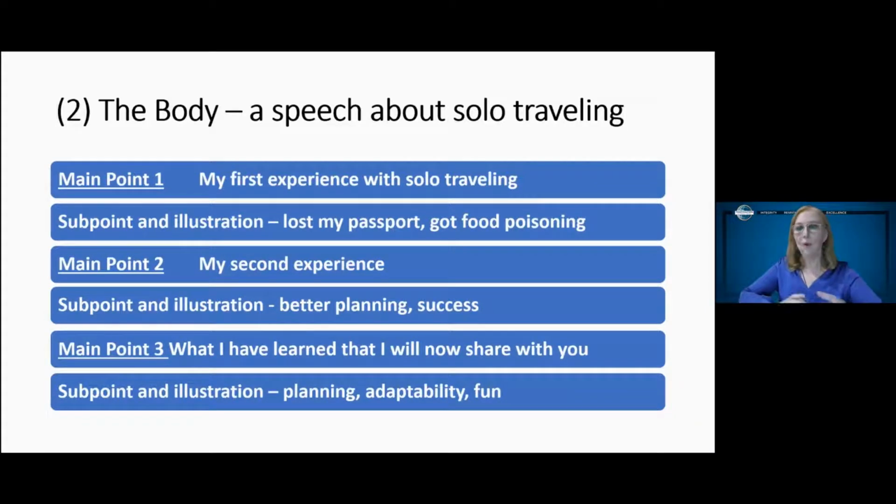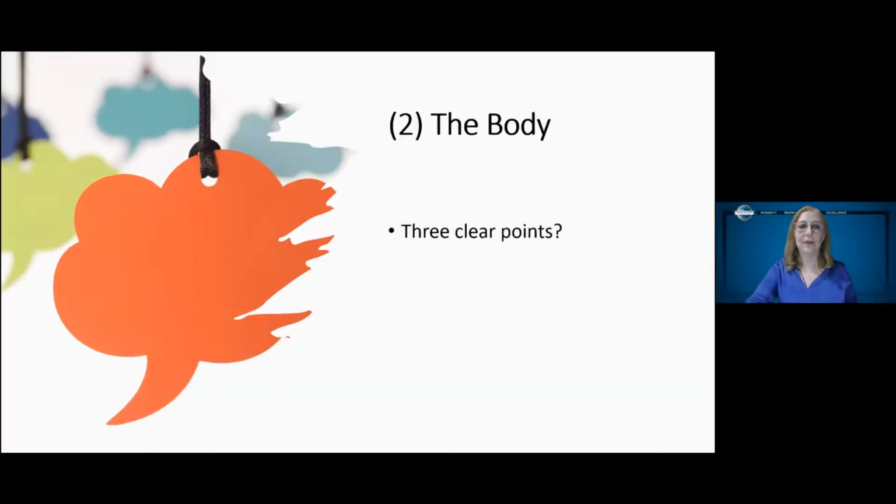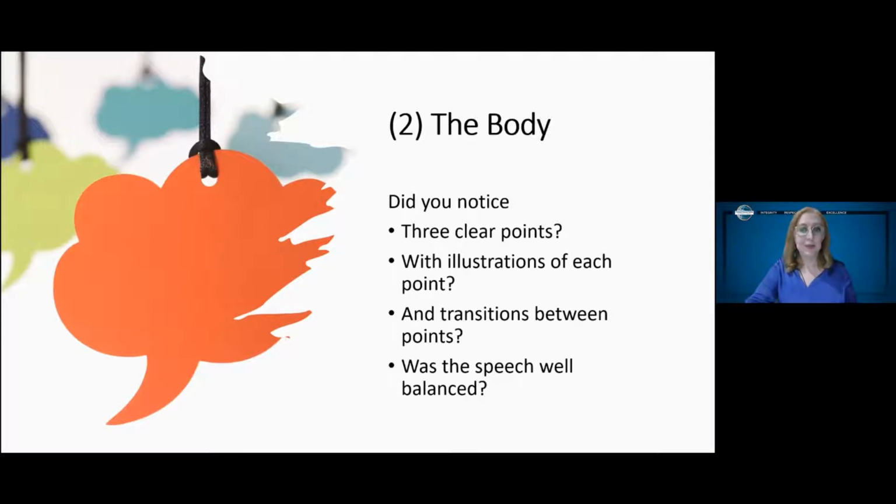And the third point could be, what did they learn through their experiences that they're now going to share with us? And those could be planning, adaptability, and fun. One thing to look at with the body of the speech, were there three clear points? Were they well illustrated? Were there transitions between the points? Was the speech well balanced? You don't want half or 3/4 of the speech to be about the disastrous first solo traveling adventure. You want it to be well balanced. So the disastrous one, the good one, and then the things learned. So there should be a balance between each of the points.